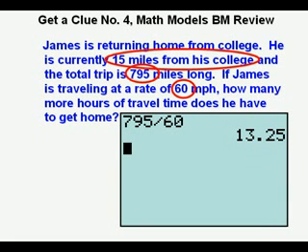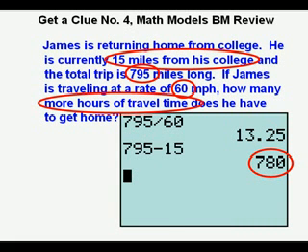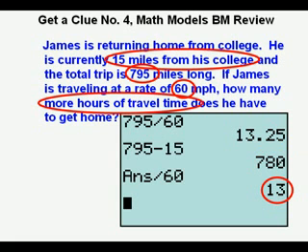There are two key things that should warn you that 795 may not be the correct number for the numerator. First, he is currently 15 miles from his college on the way home. And secondly, you are asked how many more hours of travel time he has yet to go. To find out how far he has yet to go, take the total distance from college, 795 miles, and subtract 15 miles, and that would equal 780 miles. To get the correct answer, divide 780 by 60 and press enter. The correct answer is 13 hours.